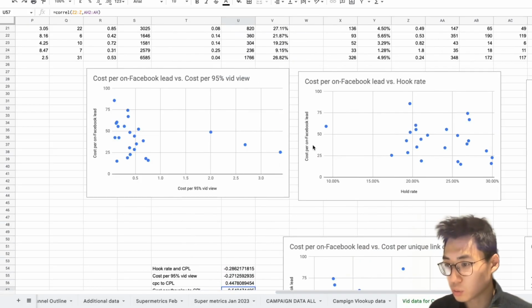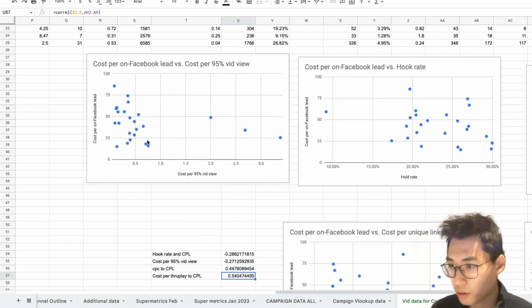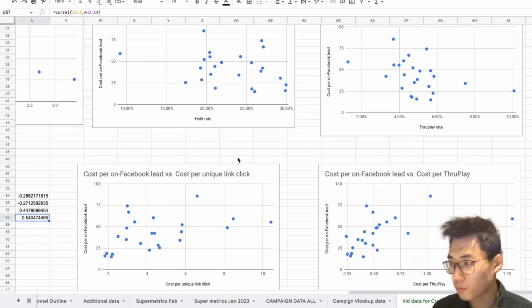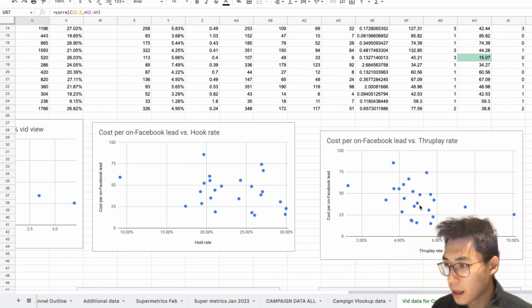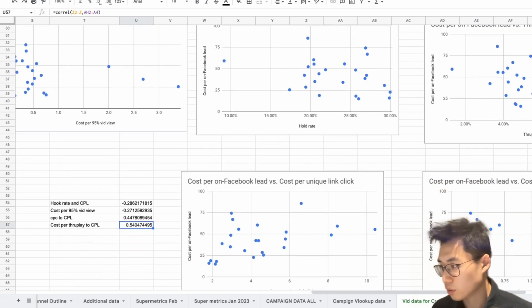So another interesting one to look out for is cost per 95% video view. This pretty much has no correlation whatsoever for this account, like I mentioned previously, but the through play rate seems to have some sort of bearing to some degree, right? But the one for this account is definitely the cost per through play, which does seem to make sense as well. So for this, I want to focus mostly on the hook rate and the cost per through play rate.